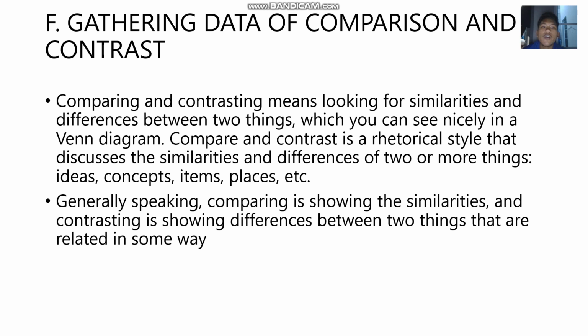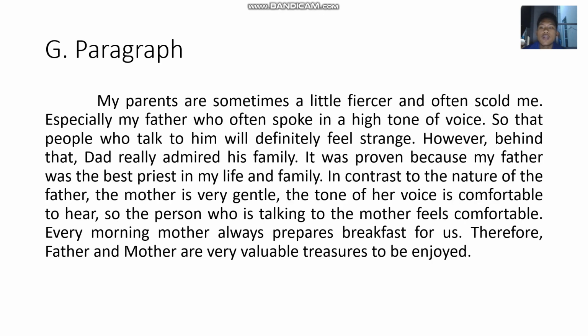F is gathering data of comparison and contrast. Comparing and contrasting means looking for similarities and differences between two things, which you can see nicely in a Venn diagram. Compare and contrast is a rhetorical style that discusses the similarities and differences of two or more things, ideas, concepts, items, places, etc. Generally speaking, comparing is showing the similarities, and contrasting is showing differences between two things that are related in some way. These are my paragraph. I will read it for you.